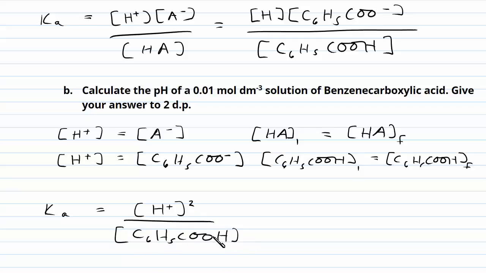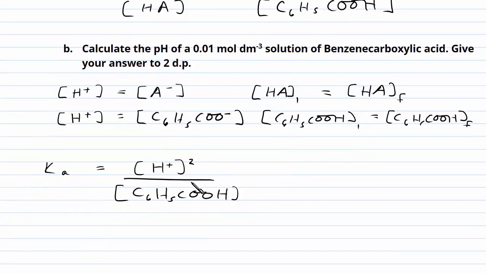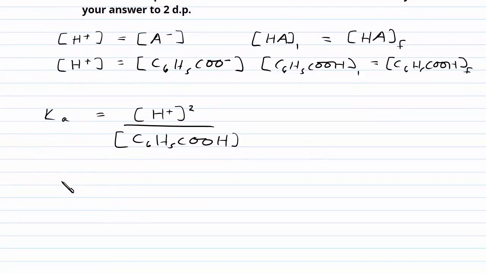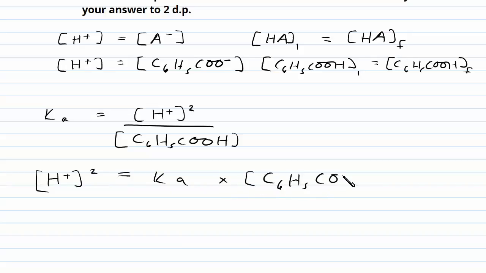We can write Ka is equal to [H+] squared over the concentration of C6H5COOH. Now we want to work out the concentration of hydrogen ions first, so we can again rearrange that equation a little bit further, and we'll see that the concentration of hydrogen ions squared is equal to Ka multiplied by the concentration of C6H5COOH.